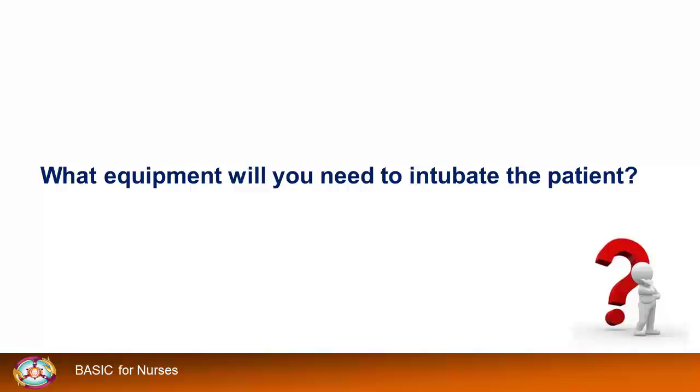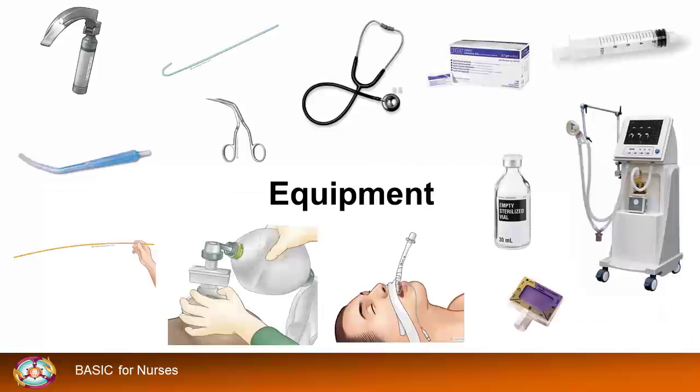So what equipment will you need to intubate your patient? A lot. So you need a laryngoscope for visual view of the larynx for tube insertion, a stylet, a stethoscope for listening to the chest to confirm placement, lubricating jelly for lubricating the tube, a 10 ml syringe for inflation of the balloon, a Yankauer sucker to remove sputum from the airway, Magill's forceps, a bougie, drugs, end-tidal CO2 monitoring, and a ventilator.